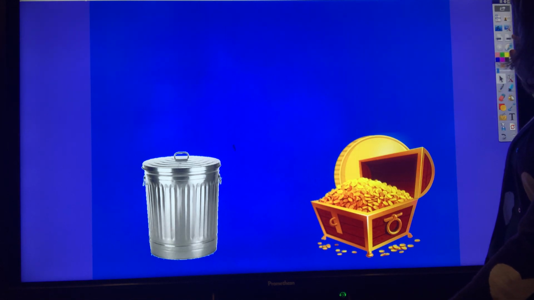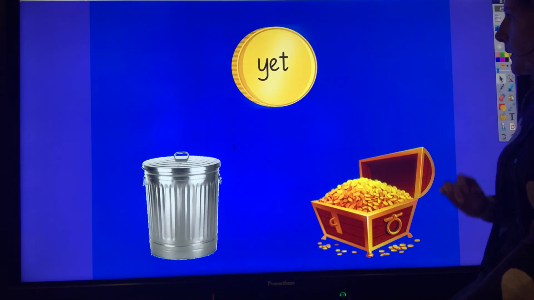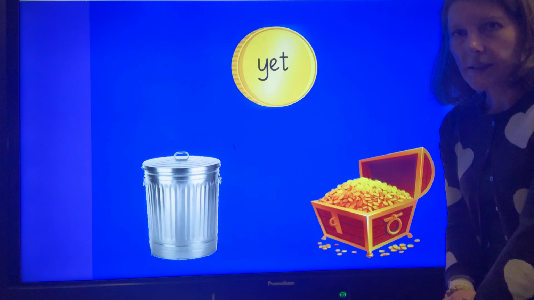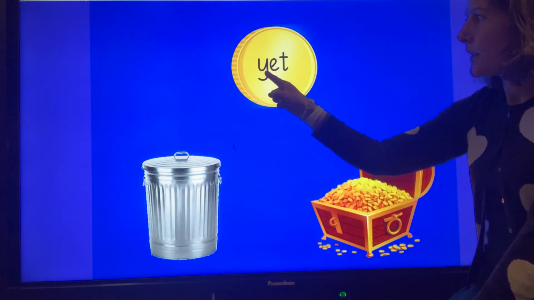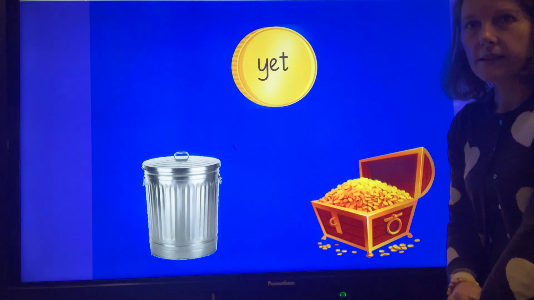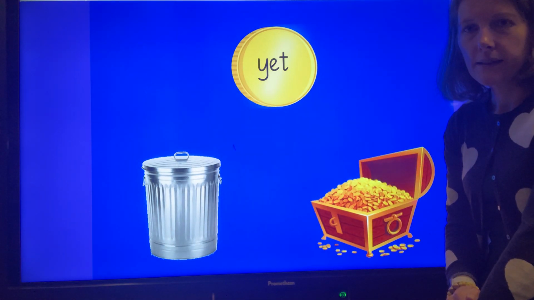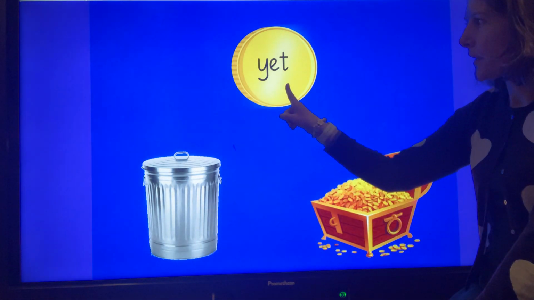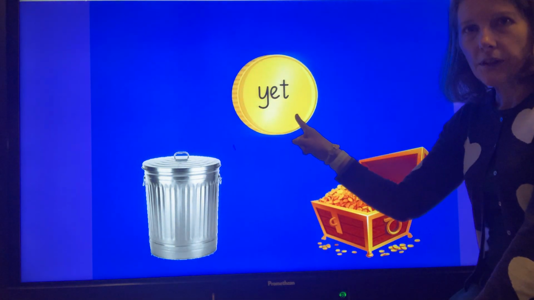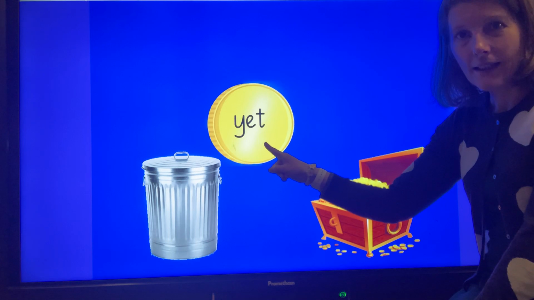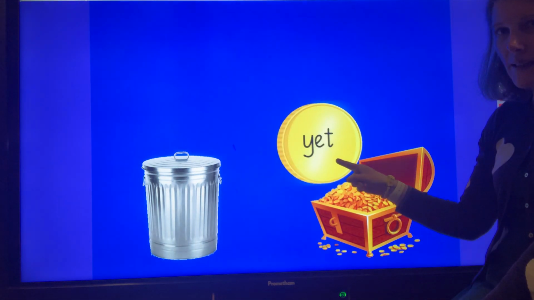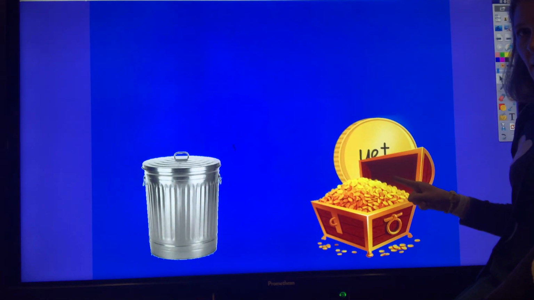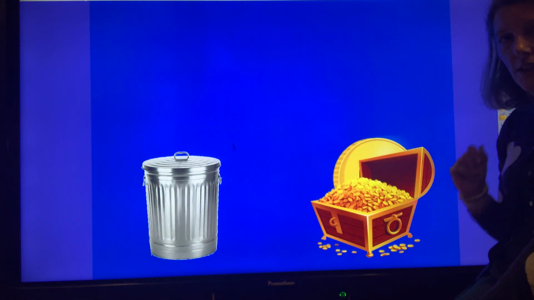Okay, the next word, if it will move. Let's have a look at this one. Yet. Yet. So what do you think? Have you worked it out yet? Ah, it is a real word and I just used it in my sentence. I'm going to put it into the treasure chest.